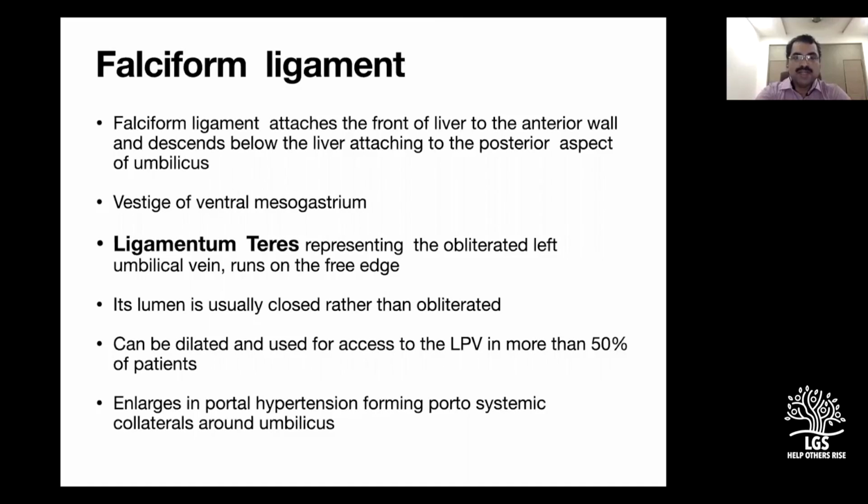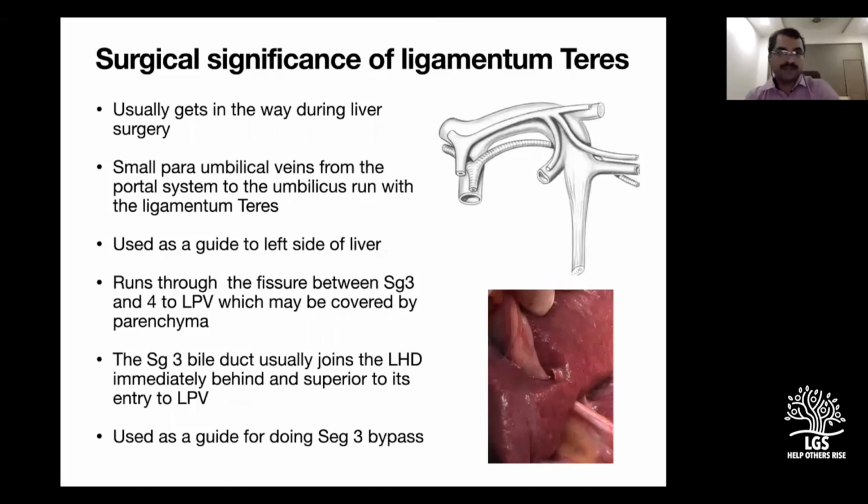Actually, the ligamentum teres is not obliterated. Its lumen is actually closed at one end. We can recannulate the ligamentum teres, and we can use it for access to the left portal vein. And the ligamentum teres gets dilated in patients with portal hypertension, forming an important portosystemic collateral.